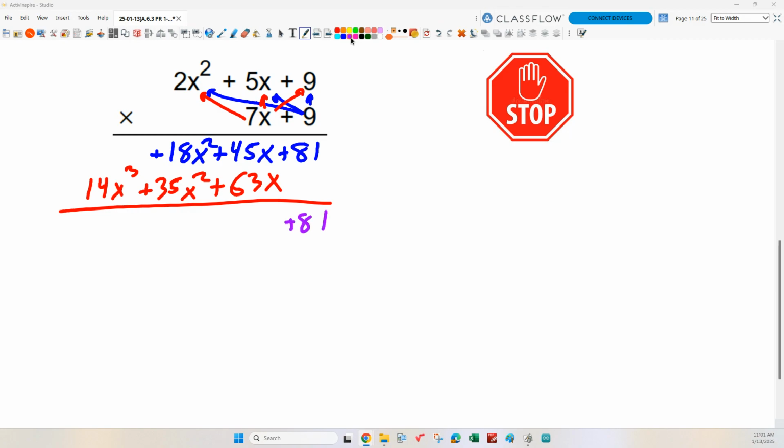Add up like terms. 45 plus 63, what is that? 108. 18x squared plus 35x squared, 53, good. And I've got 14x cubed. Good enough? Okay, that's it.